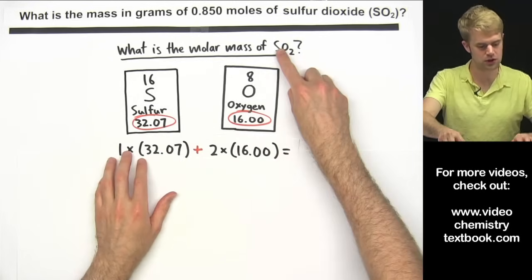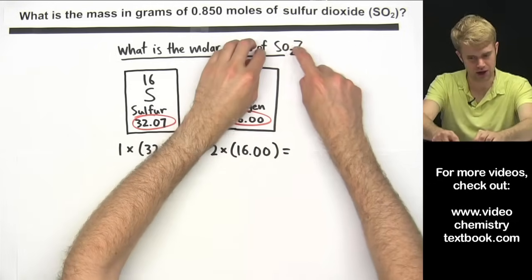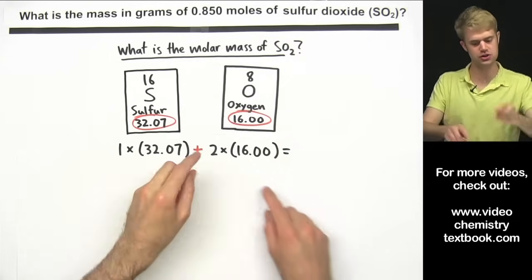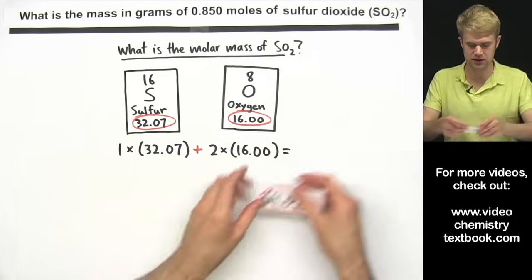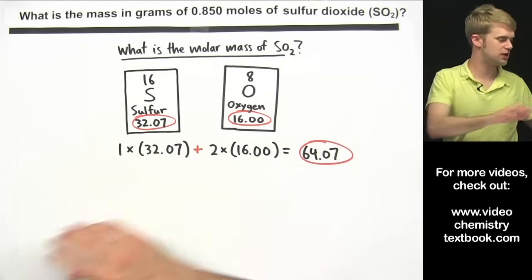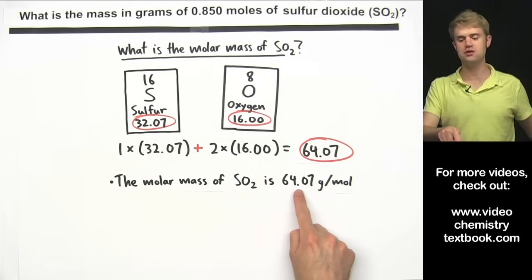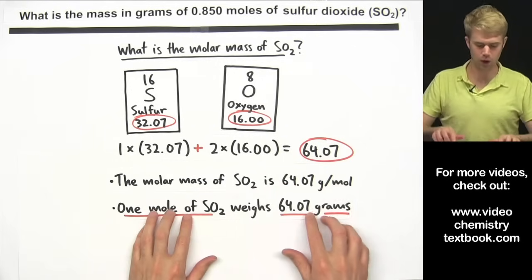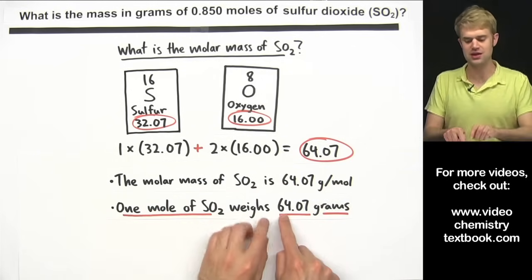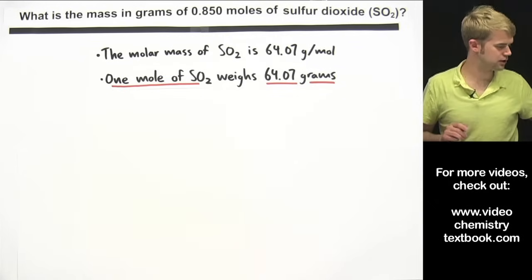And now I add these together. I have one sulfur here, so I do one times this number, but I've got two oxygens, right? I got this O2 here, so I do two times the molar mass of oxygen. Add these together and I get this, which tells me that the molar mass of sulfur dioxide, SO2, is 64.07 grams per mole, which means that one mole of SO2 weighs 64.07 grams.